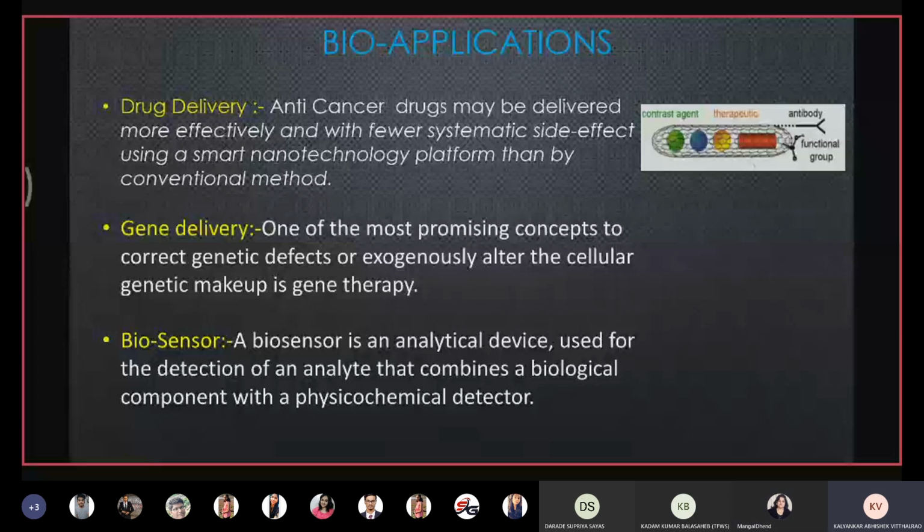Gene delivery, one of the most promising concepts to correct genetic defects or otherwise alter the cellular genetic makeup is gene therapy. Biosensor. A biosensor is an analytical device used for the detection of an analyte that combines a biological component with a physicochemical detector.